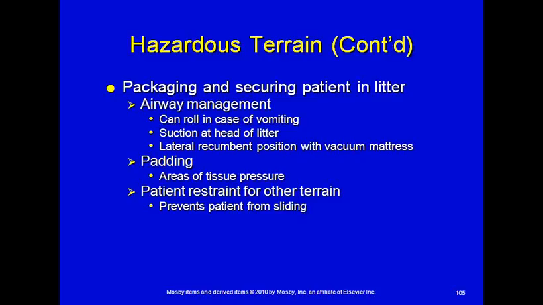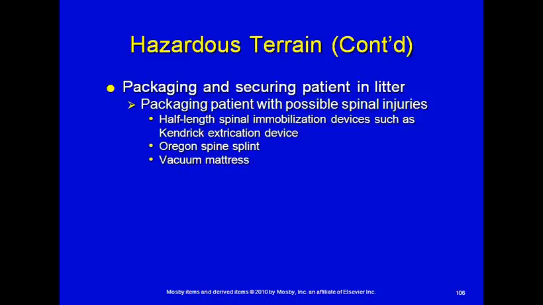Your patient restraint, as we've already mentioned, is going to prevent the patient from sliding. You can use a KED to help secure a patient in a litter. There's also something called the Oregon spine splint. You can use vacuum mattresses. All those things can go inside the litter.